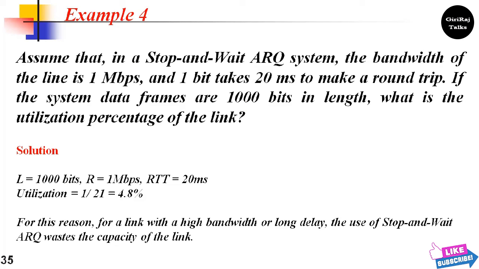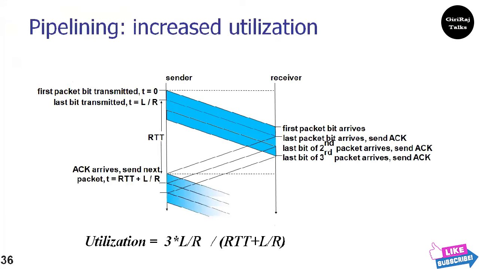The bandwidth delay product is 1 × 10^6 × 20 × 10^-3 = 20,000 bits. See this diagram. The system can send 20,000 bits during the time it takes for the data to go from the sender to the receiver and then back again. However, the system sends only 1000 bits. We can say that the link utilization is only 1000 per 20,000, or 5%. For this reason, for a link with a high bandwidth or long delay, the use of stop and wait ARQ wastes the capacity of the link.